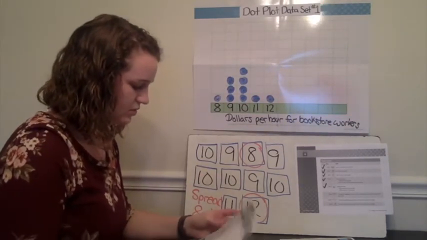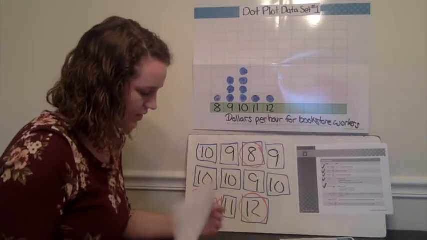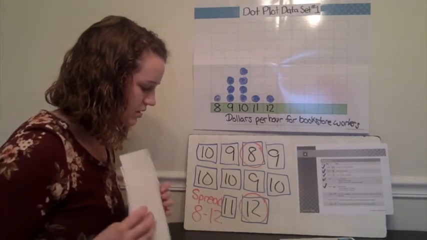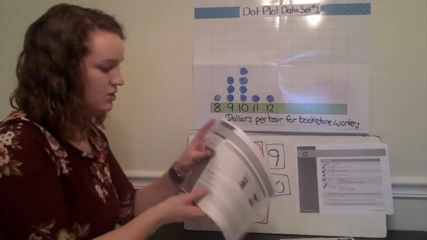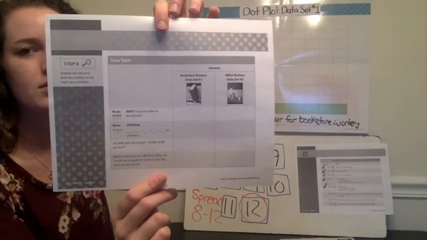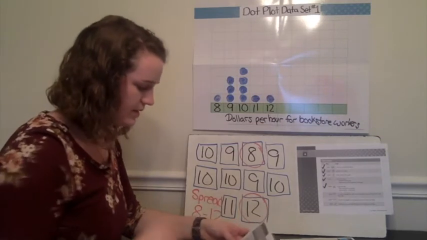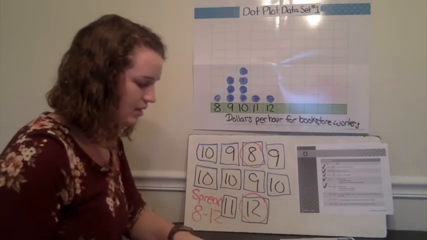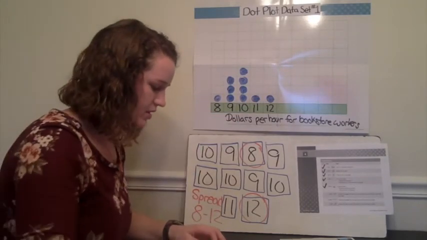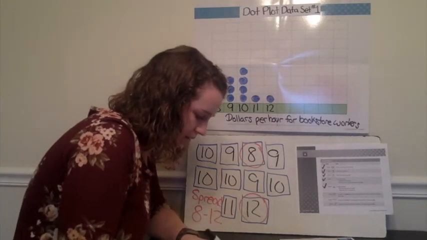And it tells us to write that, let's see, on the data table. Let's see what page it's on. I think it's the very last one. The data table is page 20, the last paper. So go ahead and take that one out. Page 20. And we're going to write that under data set 1. We're going to write 10. So we're going to put that where it says mode for data set 1.